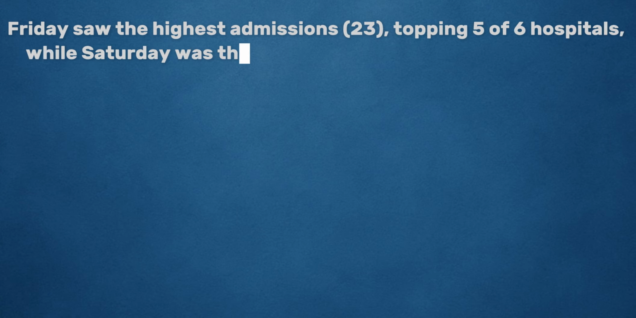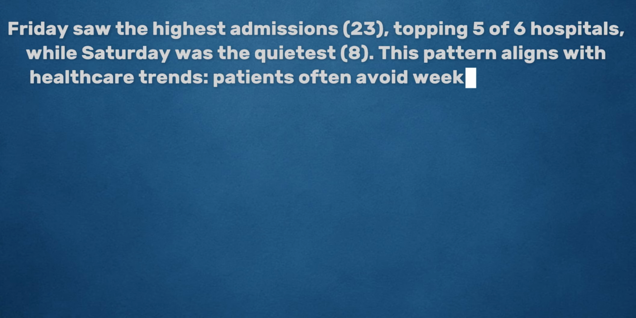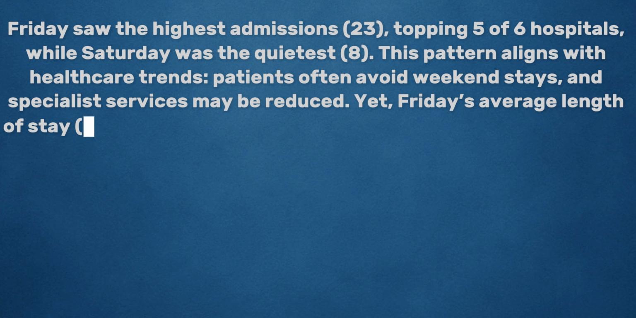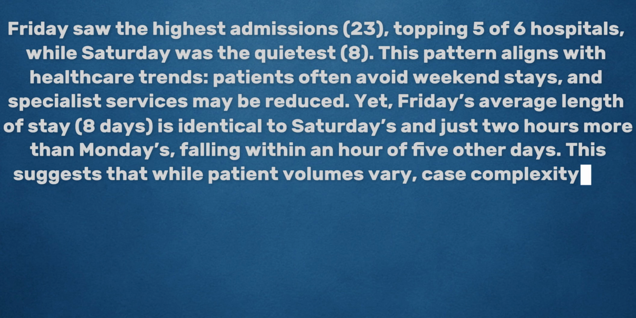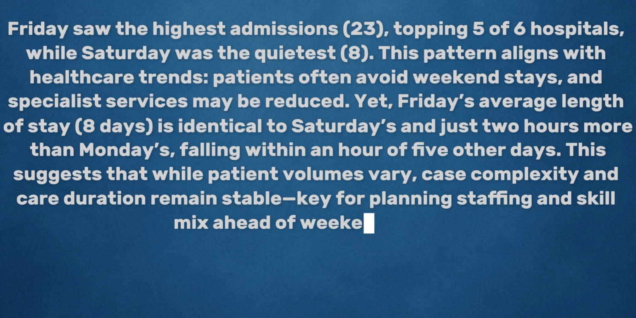Friday saw the highest admissions, 23, topping 5 of 6 hospitals, while Saturday was the quietest, 8. This pattern aligns with healthcare trends. Patients often avoid weekend stays, and specialist services may be reduced. Yet Friday's average length of stay, 8 days, is identical to Saturday's, and just 2 hours more than Monday's, falling within an hour of 5 other days. This suggests that while patient volumes vary, case complexity and care duration remain stable, key for planning staffing and skill mix ahead of weekend surges.